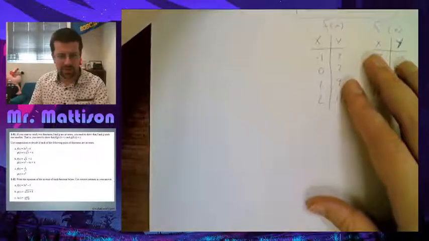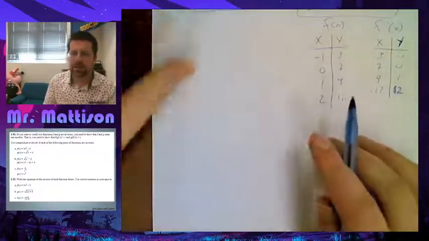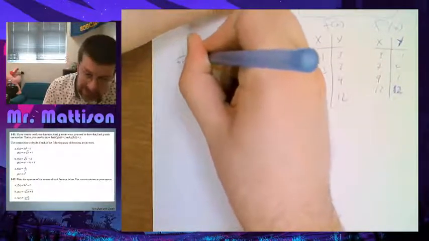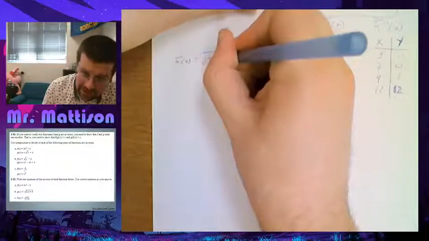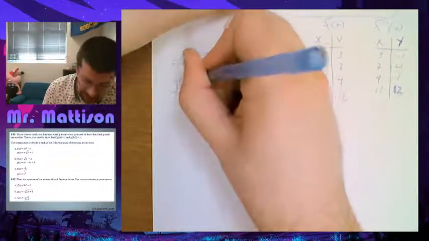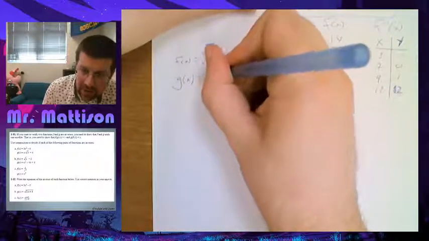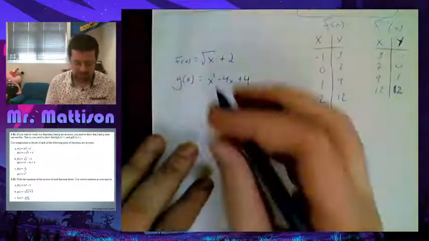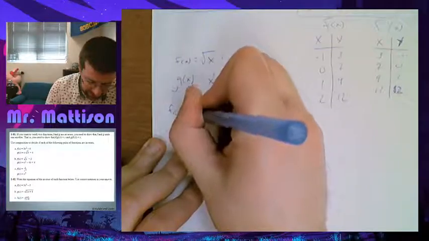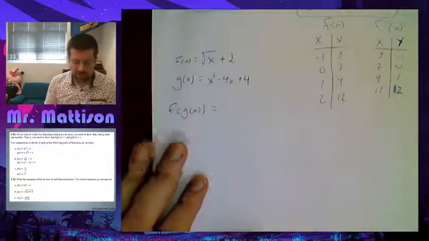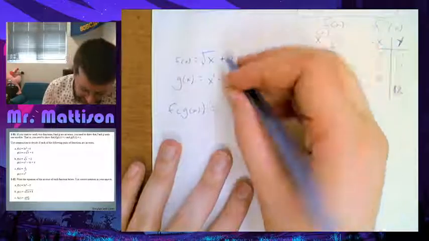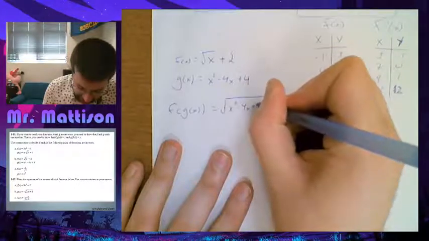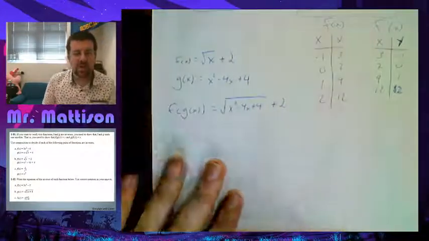Let's give myself some more room here. We'll do the second one. We've got f of x is the square root of x plus 2, and g of x is x squared minus 4x plus 4. So if I do f of g of x, what do I get? I'm going to take the g and plug it into the f. So that's going to be the square root of x squared minus 4x plus 4, then plus 2. Well, that looks really ugly.